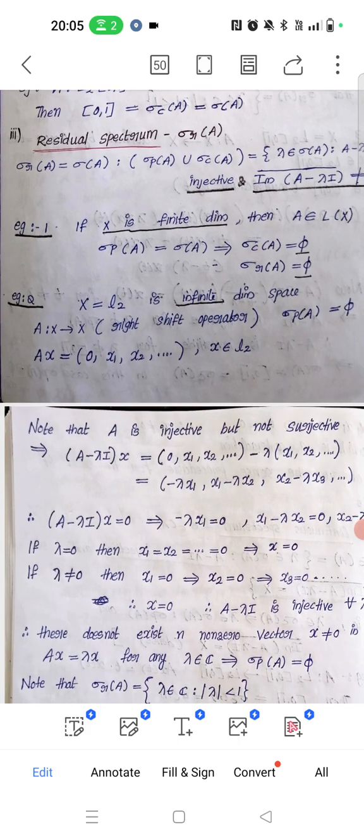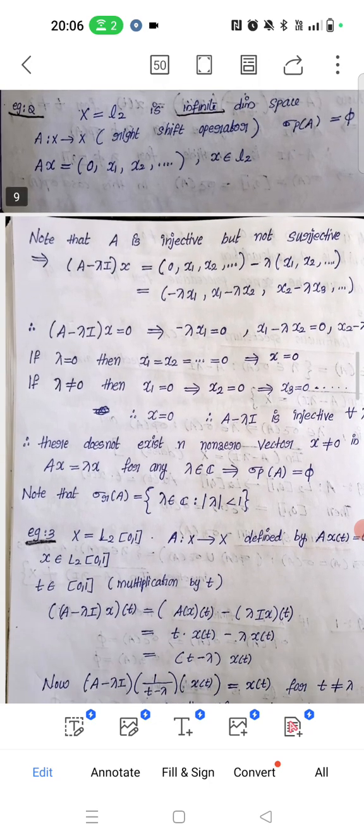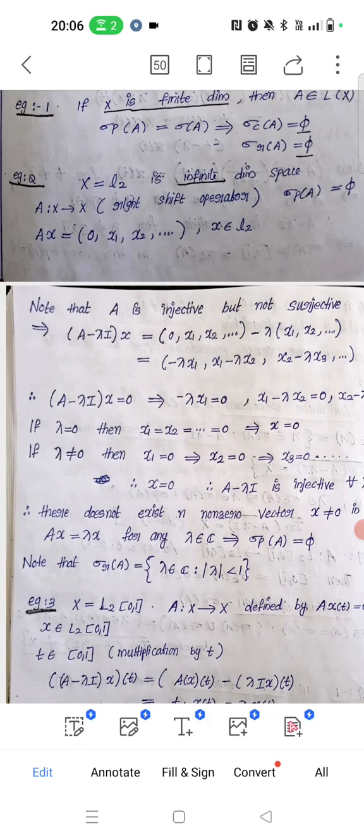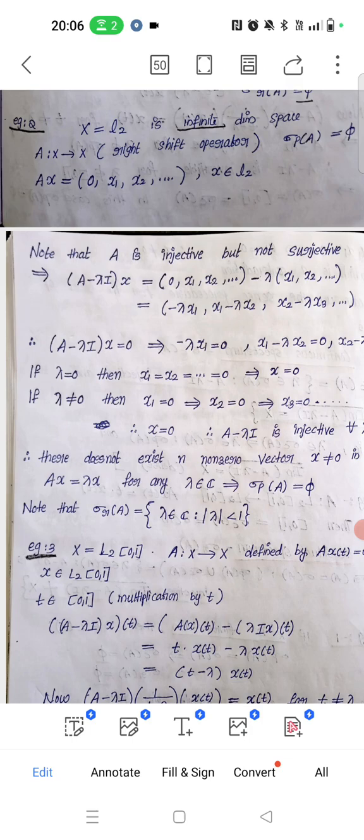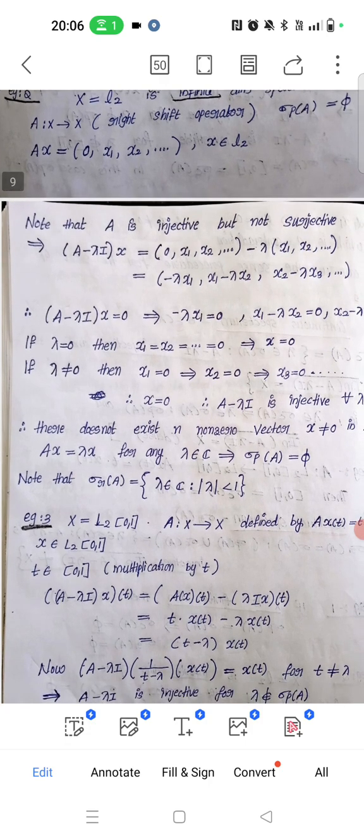Next we consider our right shift operator, which is injective. So A minus lambda I is injective for every lambda element of C. That means in case of the right shift operator, the point spectrum is empty. That means the right shift operator has no eigenvalues here, because A minus lambda is always injective. Here we didn't discuss the continuous spectrum. We discuss only the residue spectrum.